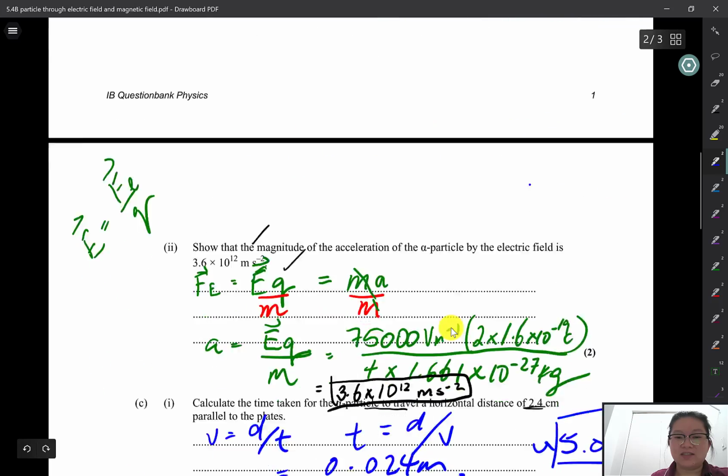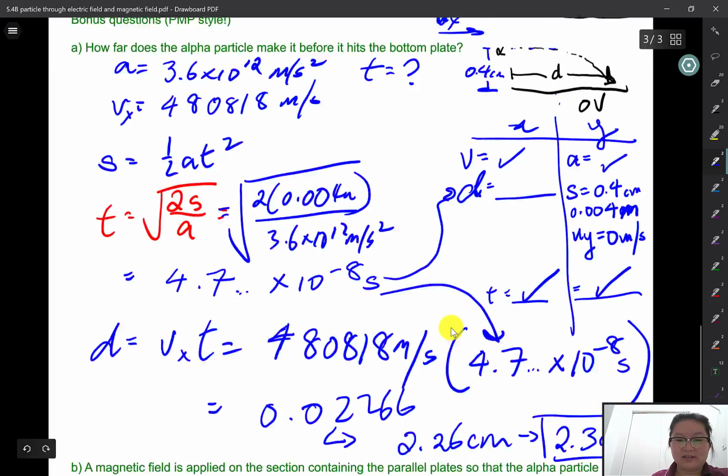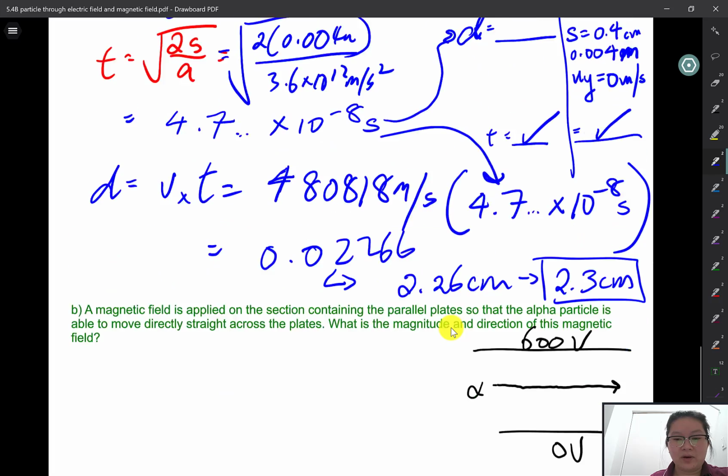So it just misses the end of the plate there. Ha ha ha. Poor thing. Okay. So there we go. That was the first question.